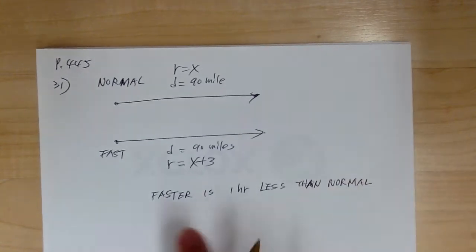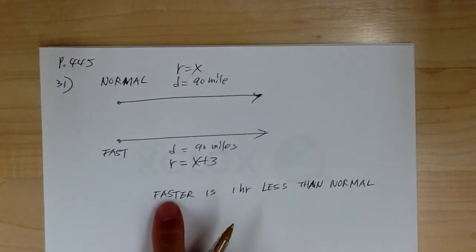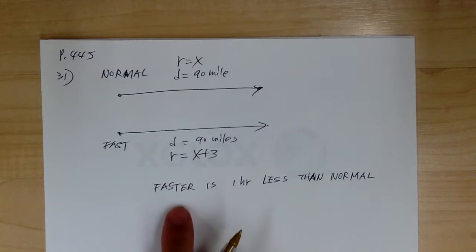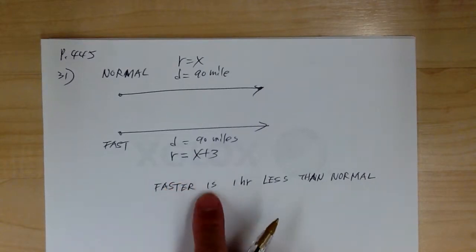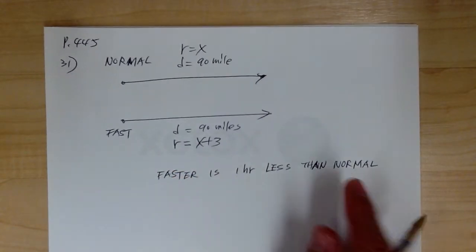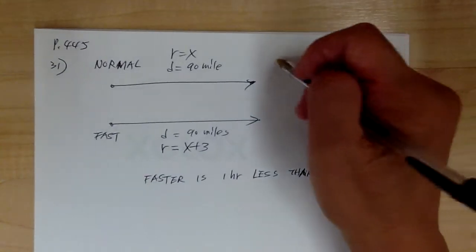So that's what you need to figure out. That's what you need to understand. So when it's going fast, the time for going fast is 1 hour less than normal. Okay, so let's go and make the table.